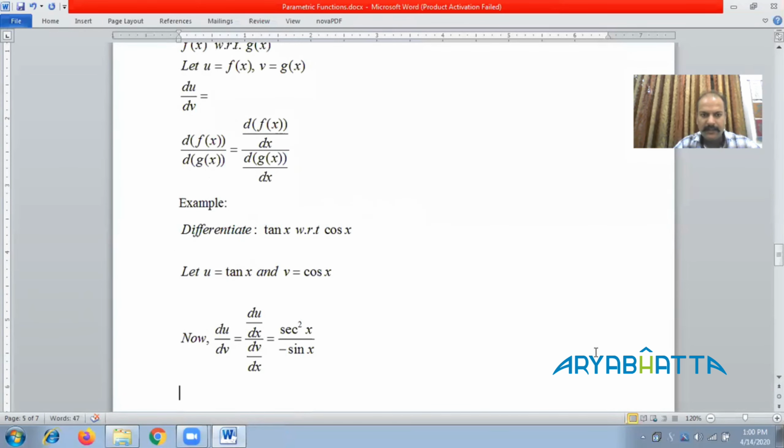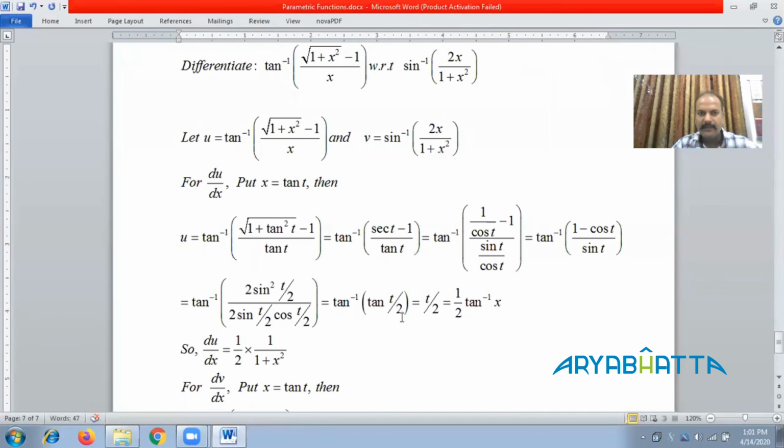Few examples for that. In this case we need to differentiate tan x with respect to cos x. I suppose u as tan x, v as cos x. You are looking for du upon dv, that is du upon dx divided by dv upon dx. The derivative of u is secant square x, and the derivative of v, cos x, is minus sine x. So this is the required derivative. Yes, one more example here.